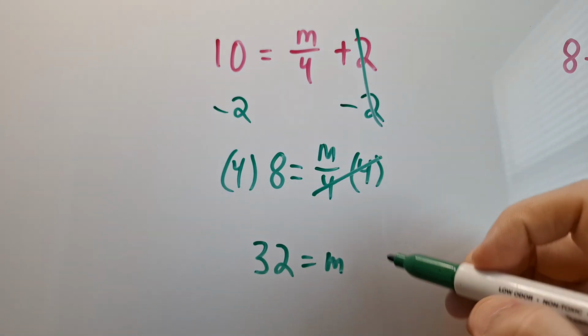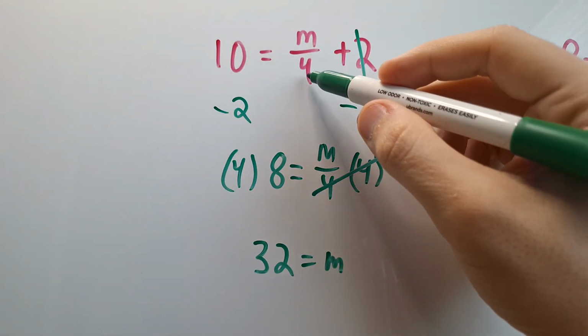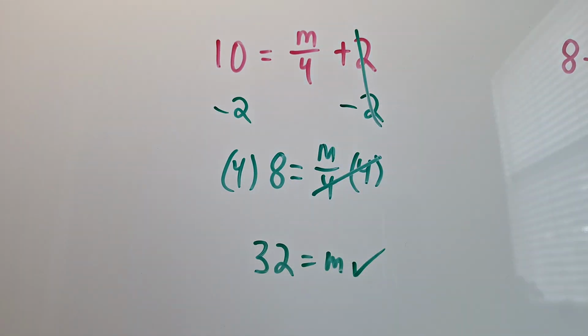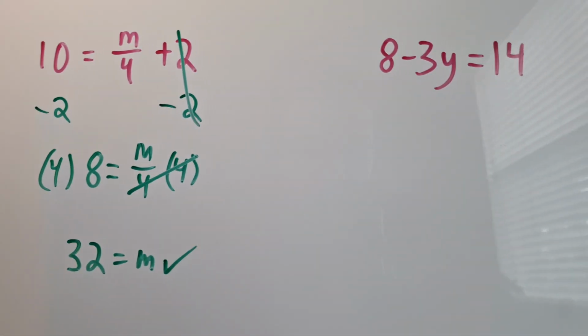Last thing we do is check. So 32 divided by 4 is 8. 8 plus 2 is 10. This checks out. Let's look at another example over here.